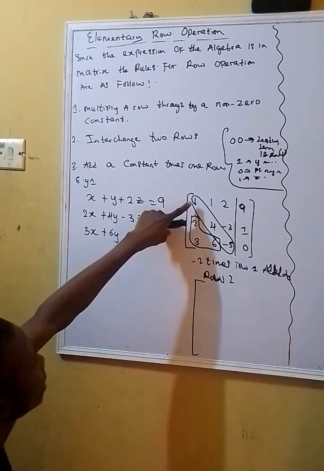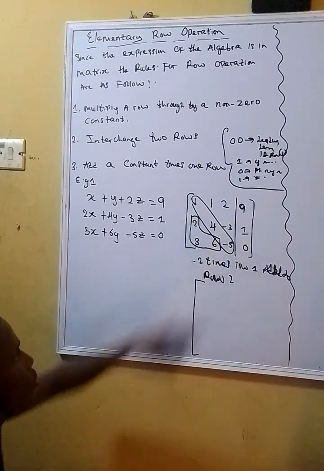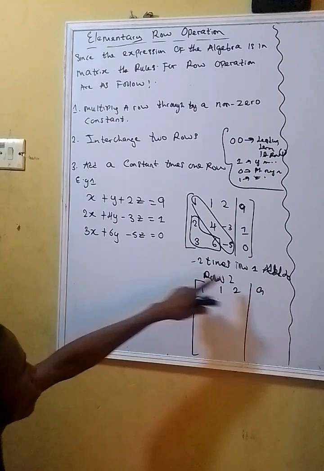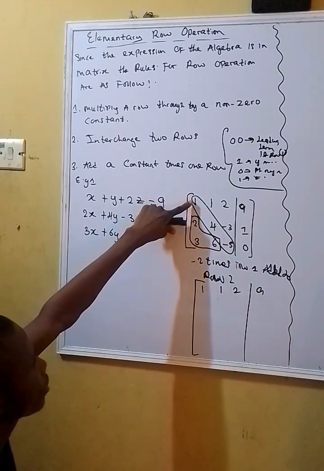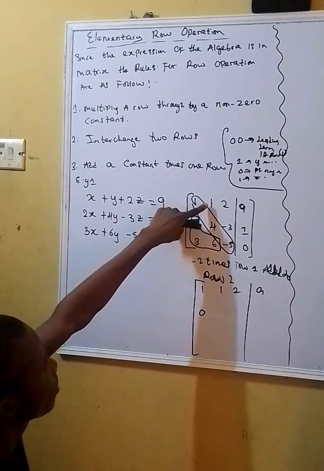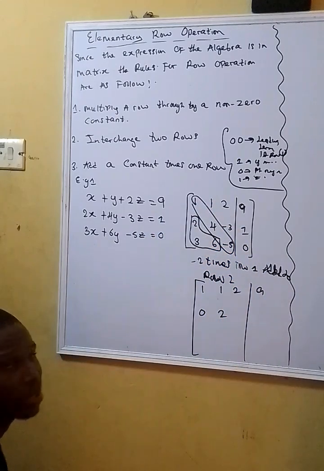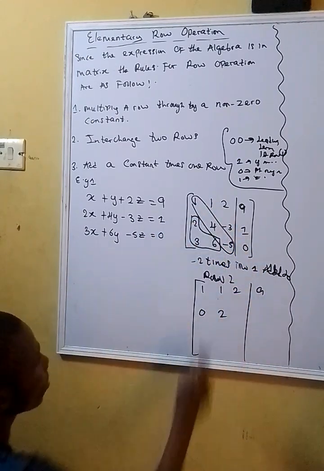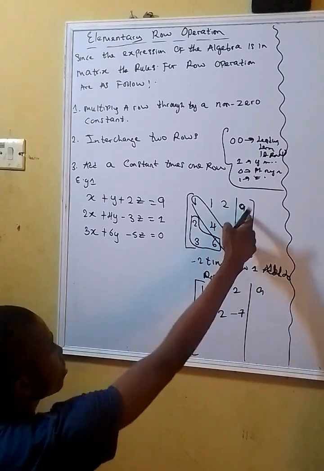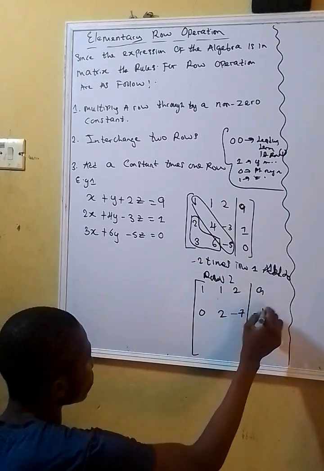In that point, that means I could have something like this. Minus 2 times row 1. It won't affect row 1 because the action we want to perform is based on row 2. So I have my 1, 1, 2, then 9 back. Minus 2 times 1, you have minus 2. Minus 2 plus 2 gives us 0. Minus 2 times 1, you have minus 2. Minus 2 plus 4, you have 2. Minus 2 times 2, you have minus 4. Minus 4 plus minus 3 gives us minus 7. Then minus 2 times 9, you have minus 18. Minus 18 plus 1, you have minus 17.